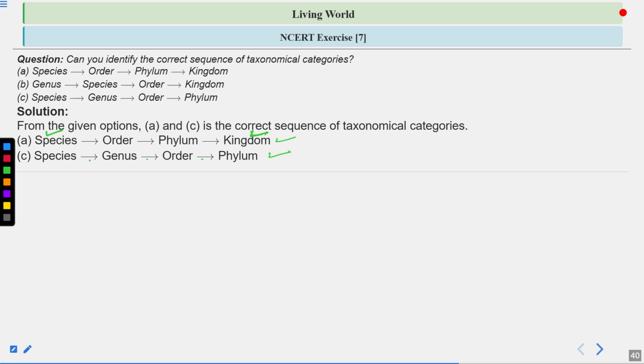So you have the species, then you have the genus, then you have family, then you have the order, you have class, you have phylum or division, and then you have the kingdom.